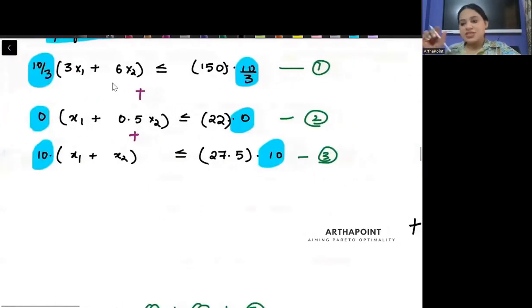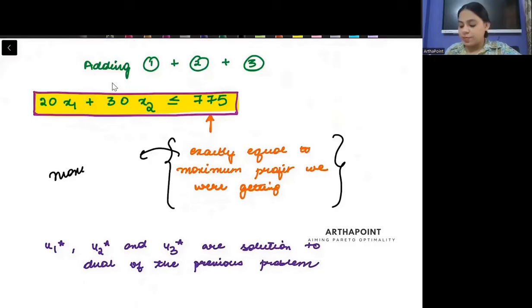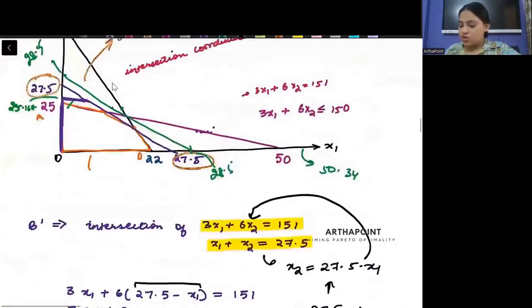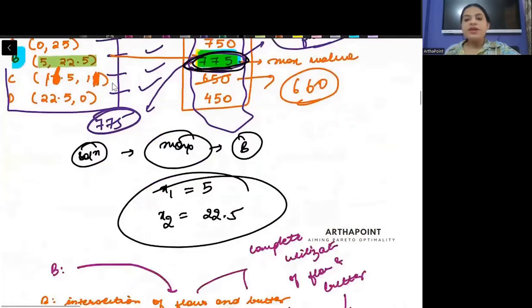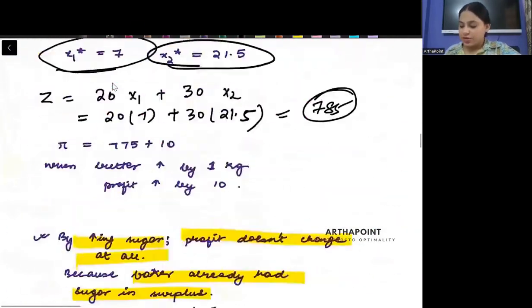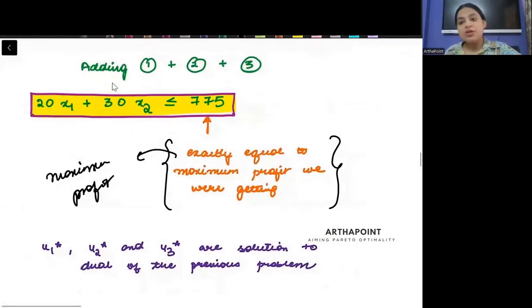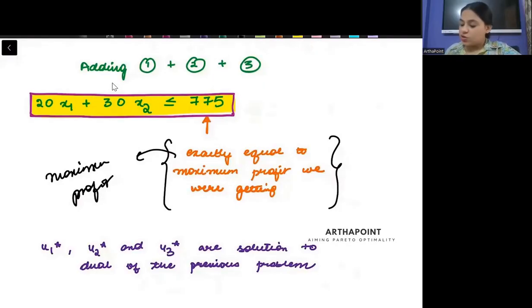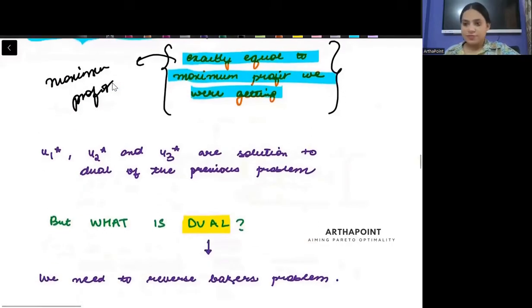Beta, this 775 that has come, isn't this the exact maximum profit you were getting? If I just go back to this, the maximum profit I was getting was 775. So I have been able to come to the same conclusion. And what is that conclusion? That this profit that I have cannot exceed 775.